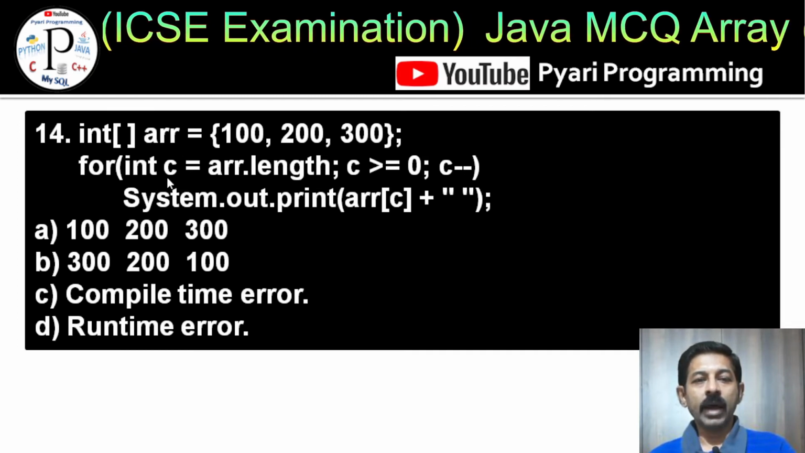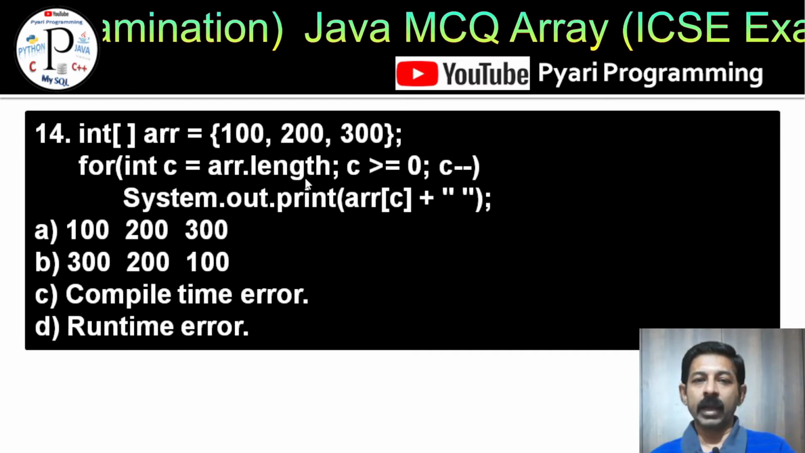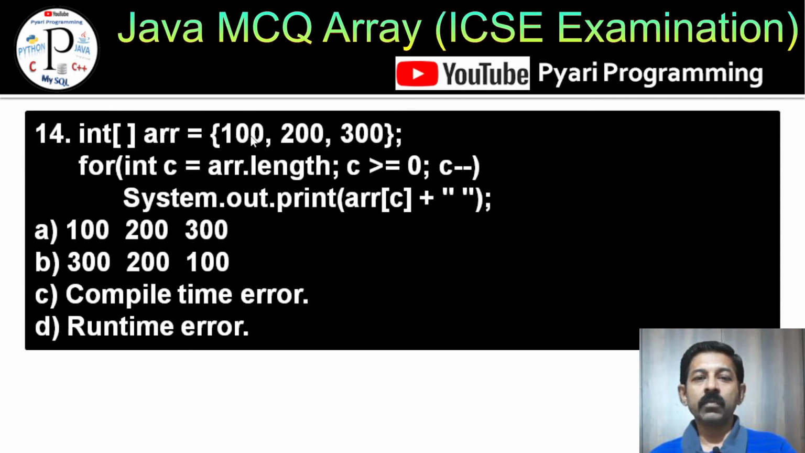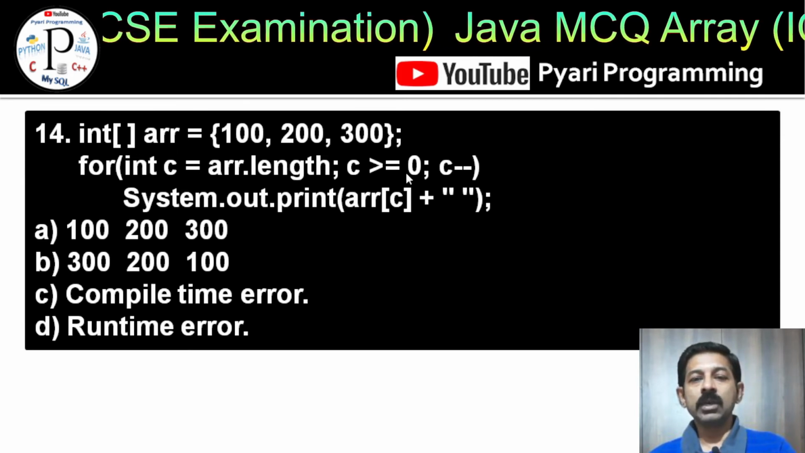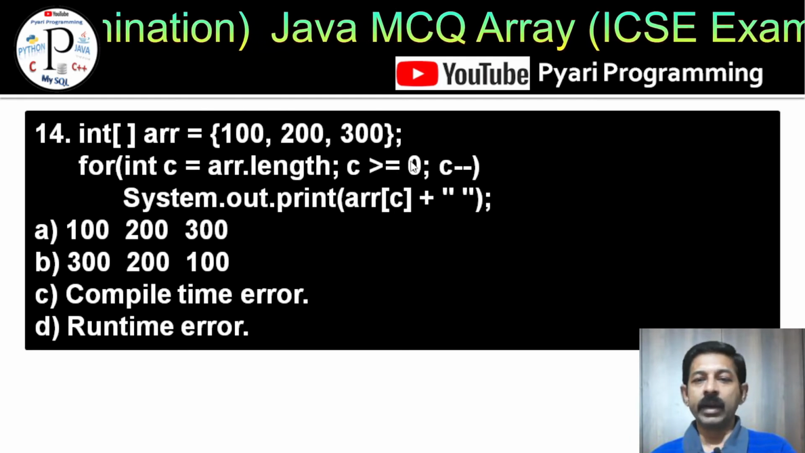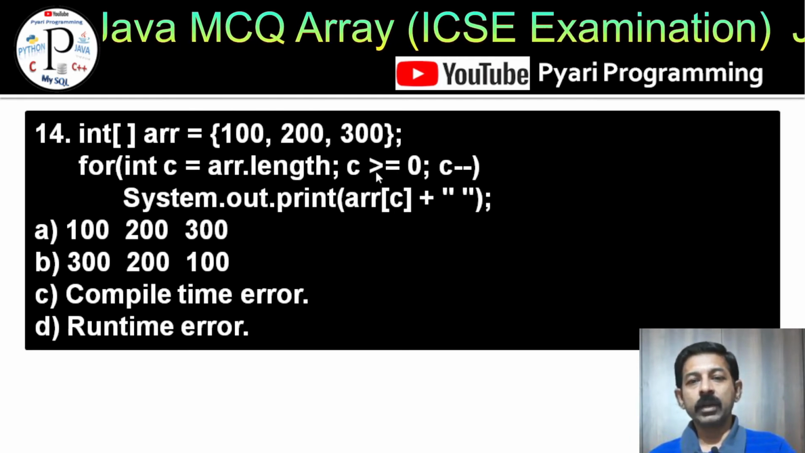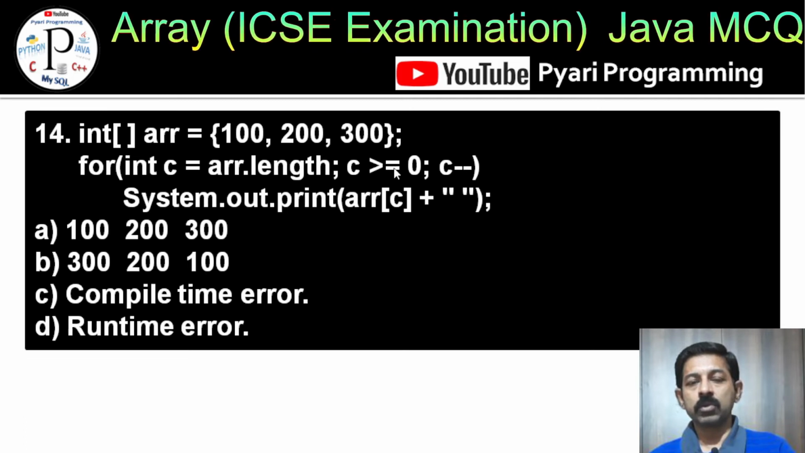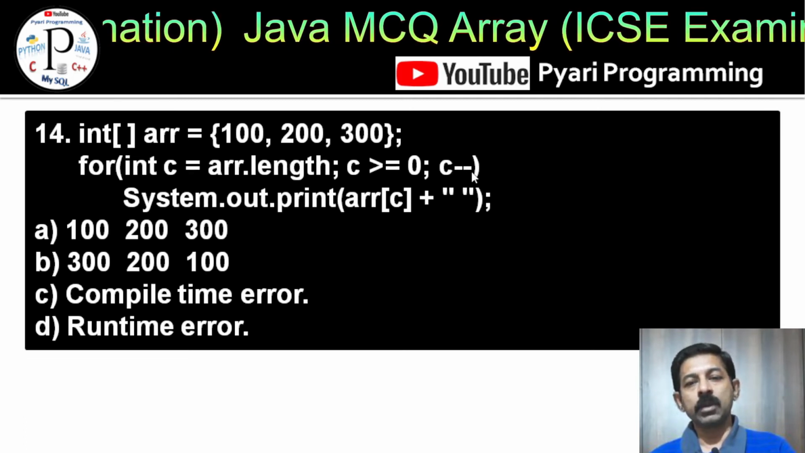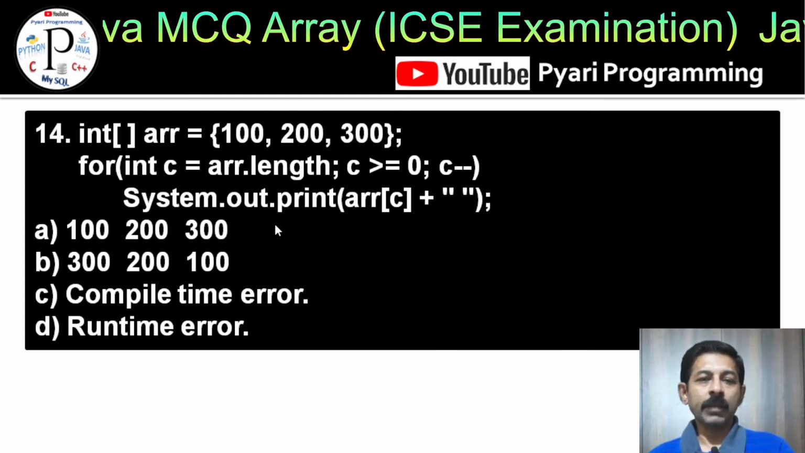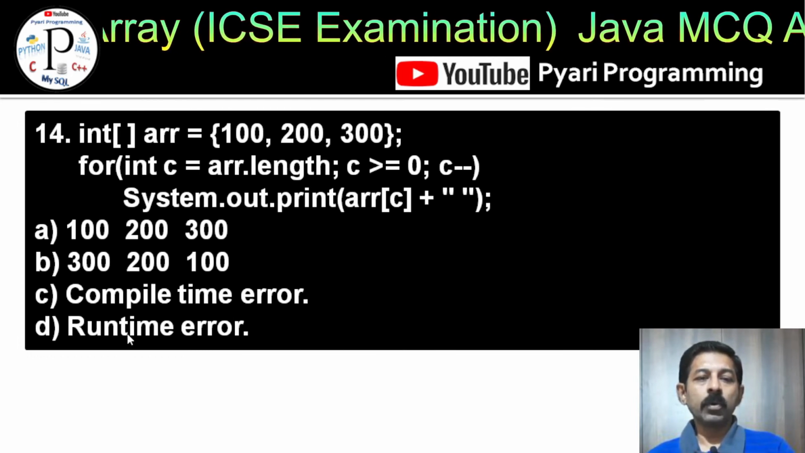So let's check it out. int c is equal to arr.length. What is arr.length? We have 3 elements, so the length of the array is 3. Now c is greater than or equal to 0. 0 is a valid index position, so that's why it can move down to 0, because greater than or equal to 0 is given. I am going from a higher value to a lower value, so c minus minus is also correct. So that means either we are going to get output or an error.